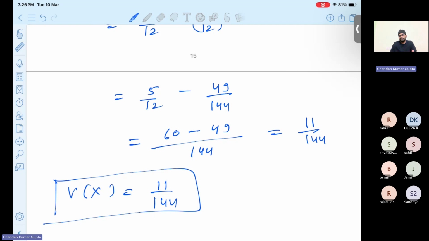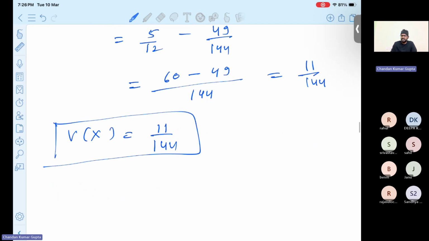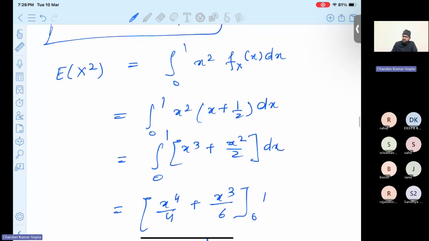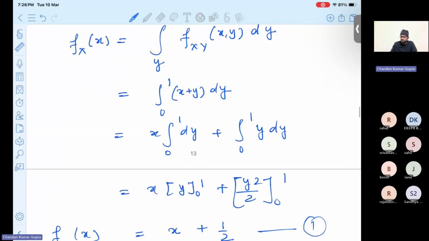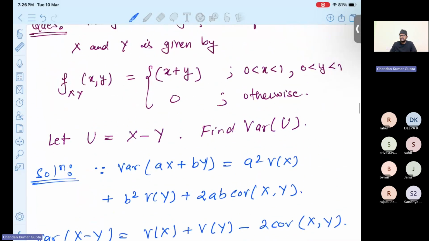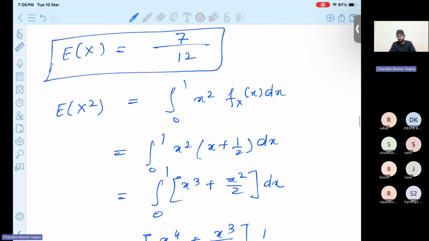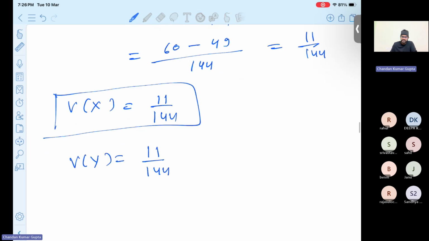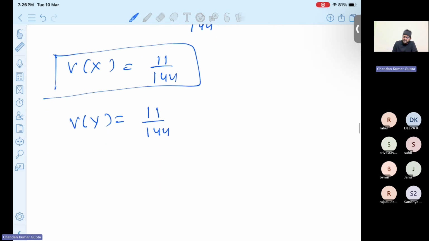In the same manner, we may solve the variance of y. Similarly, variance of y comes out to be 11 upon 144, because you can observe from the PDF, which is x plus y, with x between 0 and 1 and y between 0 and 1, that it is symmetrical. So obviously we got the same mean and same variance for x as well as y. Now we have variance of x and variance of y. The next task is to find the expected value of xy.